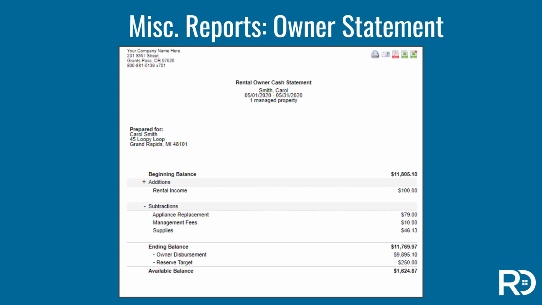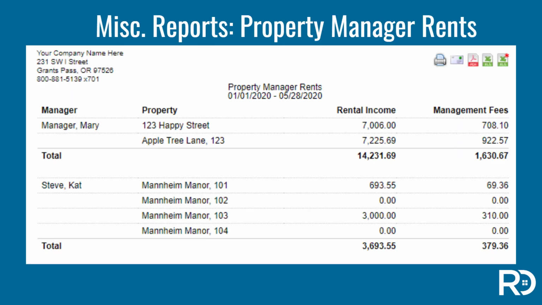If you're working in the PM version of Rentec Direct, the property owner statement summarizes income and expenses for a specific property owner. If the property owner has more than one property you're managing, a detail for each rental will follow the summary page. If you're working in the PM version of Rentec Direct and you have assigned property managers to your properties, the Property Manager Rents Report is helpful for tracking rent and management fees for each manager's portfolio.